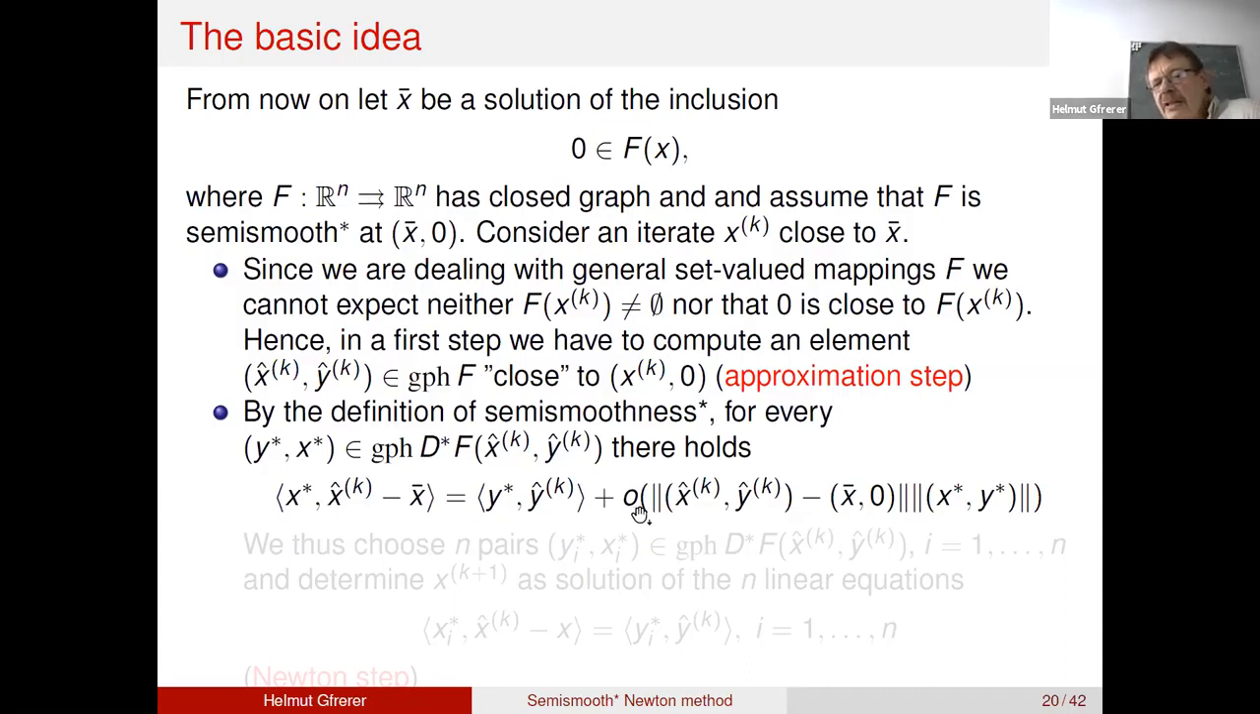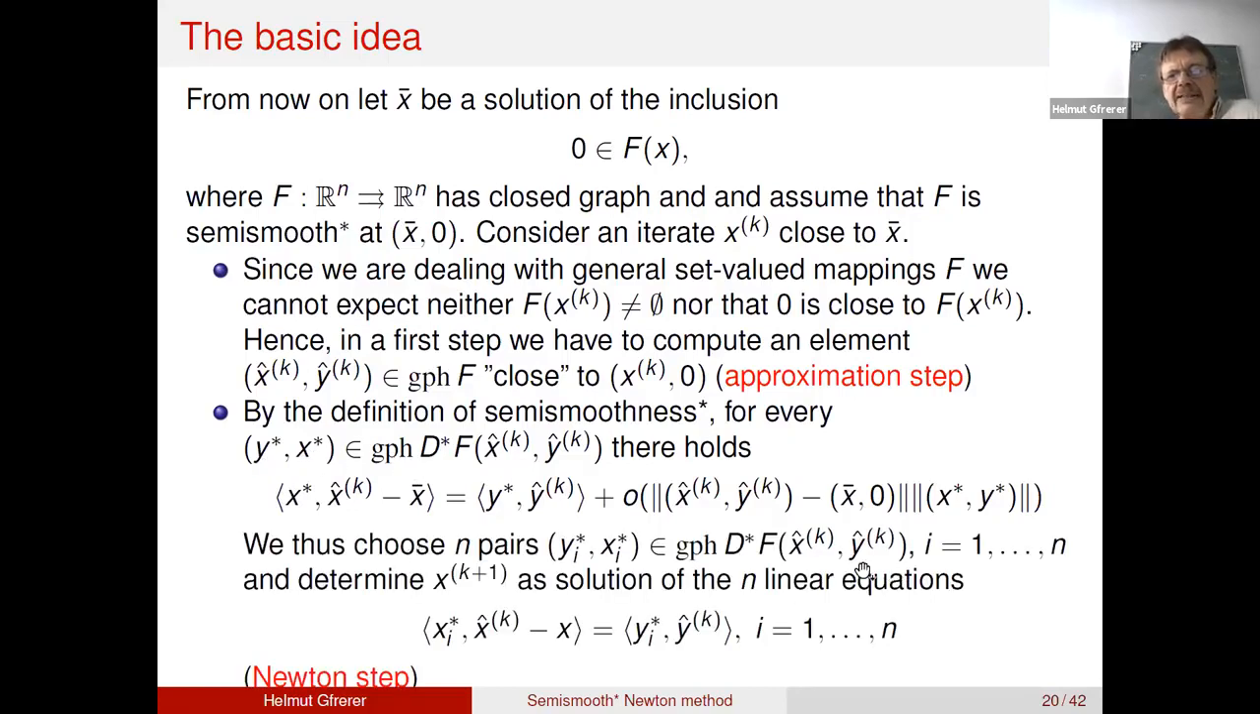If we neglect this little o term, we have one equation for this difference x hat k minus x bar, which we want to compute. One equation in R^n. Let's repeat this procedure. Let's choose n elements belonging to the graph of this coderivative, let's call them y_i star and x_i star, and then we have a system of n equations defining our Newton step. We choose the next iterate xk plus 1 as the solution of this system.